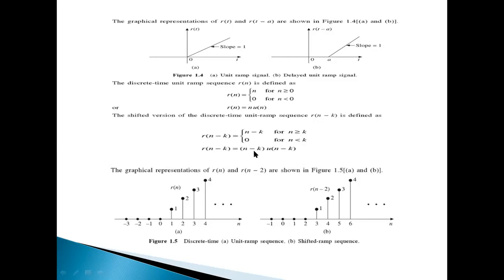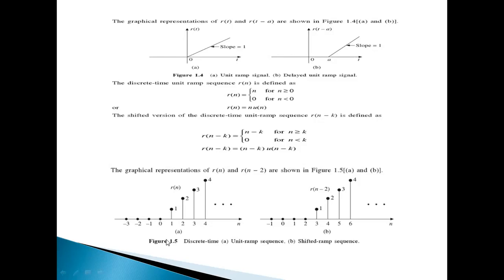Relation between the step and the ramp. That relation is ramp R of t is equal to the integral of t into mu of t, integral of mu of t into dt. Okay. And otherwise, mu of t is equal to the derivative, the rate of change of the ramp function with respect to time, d by dt of R of t. Okay. Now the graphical representation is showing here R of n.